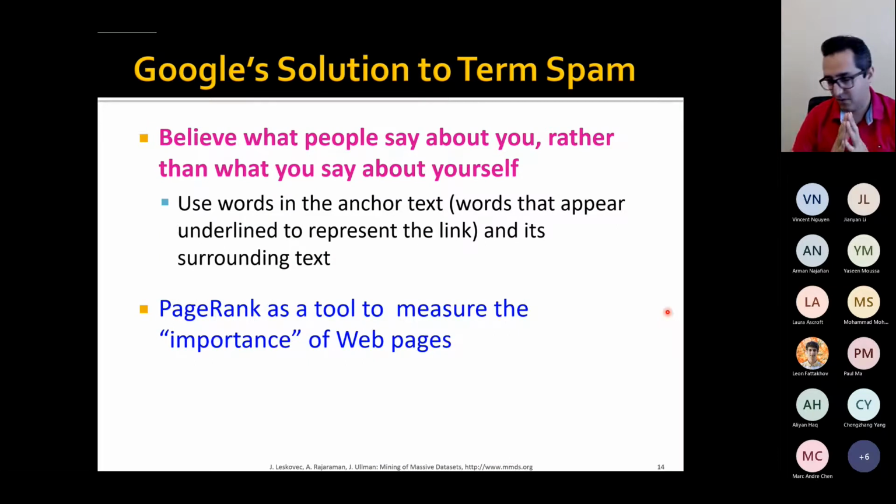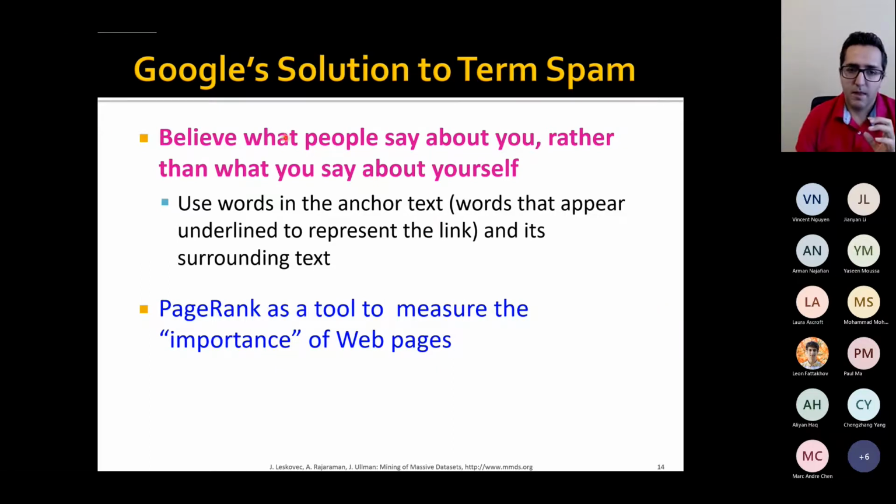What was Google's solution for term spam? Again, what I'm talking about is early versions of search engines. I will continue this story to more modern stuff, but this was a while ago, right? So this is the first version. Google's idea was to say, okay, instead of believing what you say about yourself, I believe what other people say about you, because you can just spam the page by repeating a word many, many, many times. I don't believe you. I believe what others say about you.